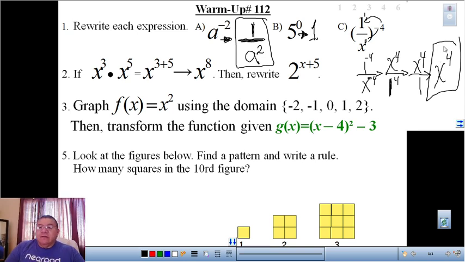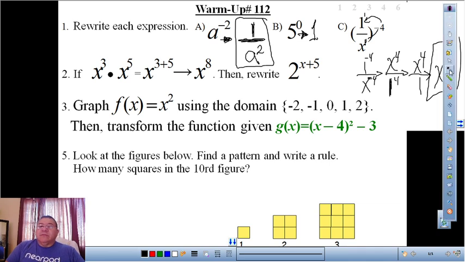Come on. Alright, let's go to example number 2. It reads, x to the 3rd power times x to the 5th equals x to the 3 plus 5 because of the rule of exponents, which is x to the 8. So look at this. We have 2 to the power of x plus 5. So how can we write this? We can't combine x plus 5 anymore.